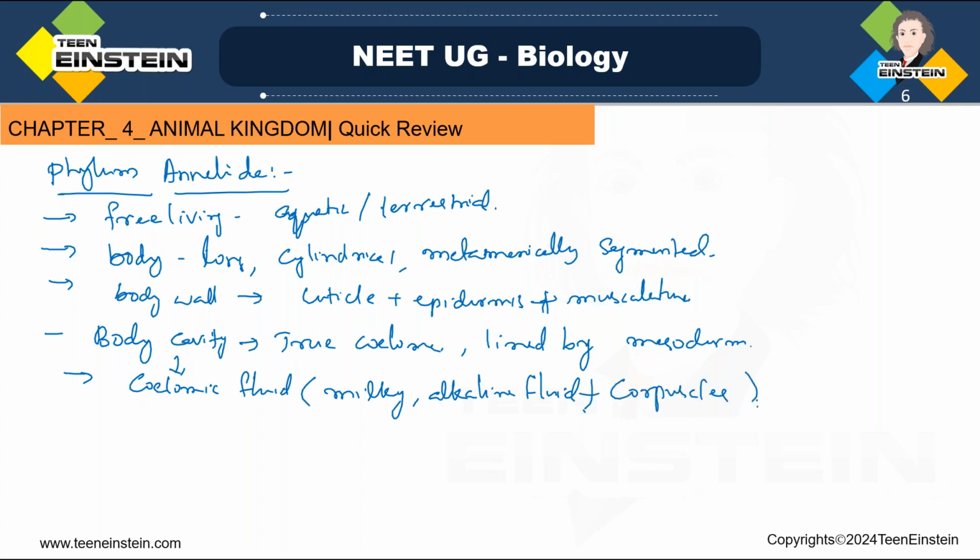This milky alkaline fluid consists of different types of corpuscles, and there are four types: phagocytic, mucocytes, then circular nucleated cells will be there, and their digestive system is complete.